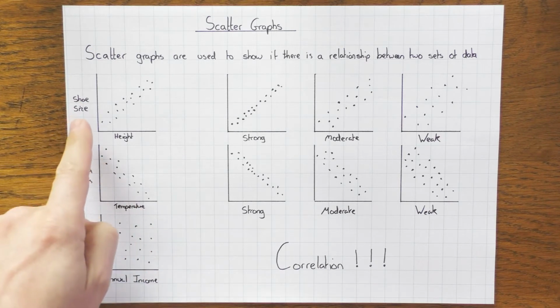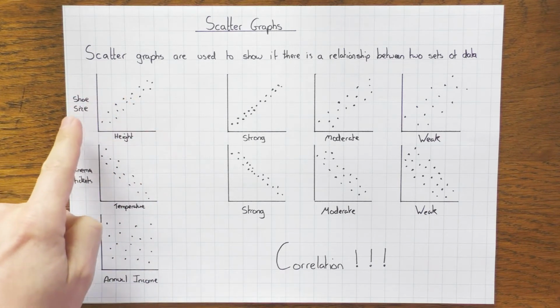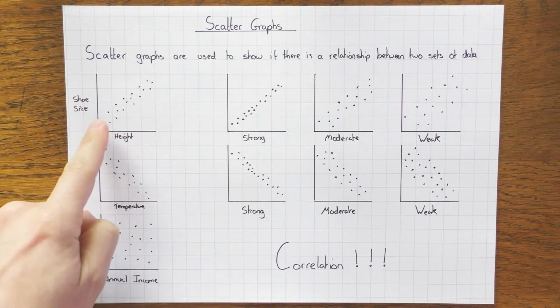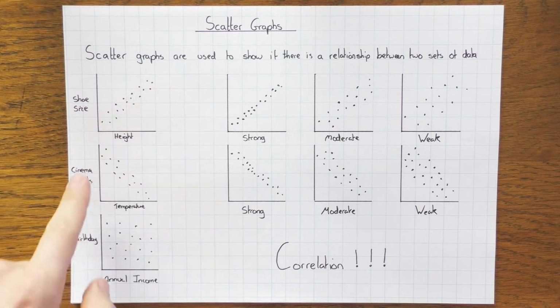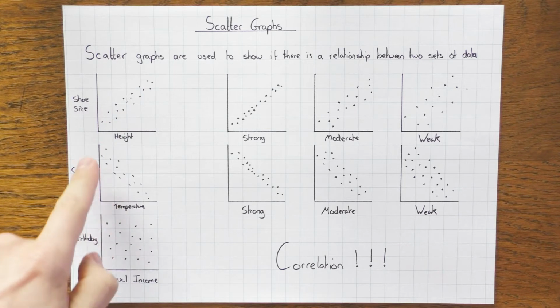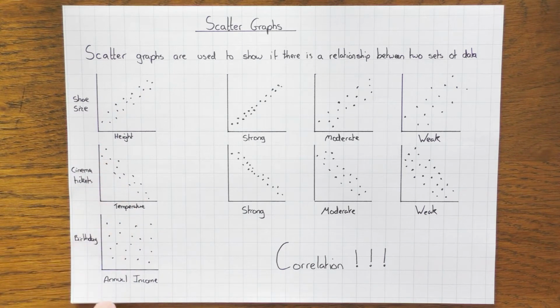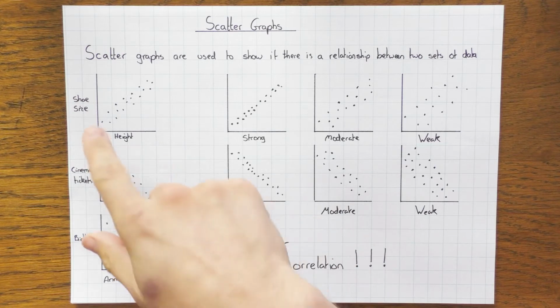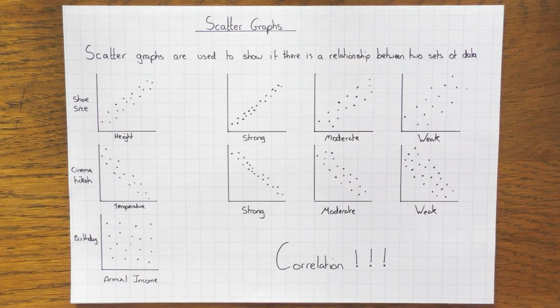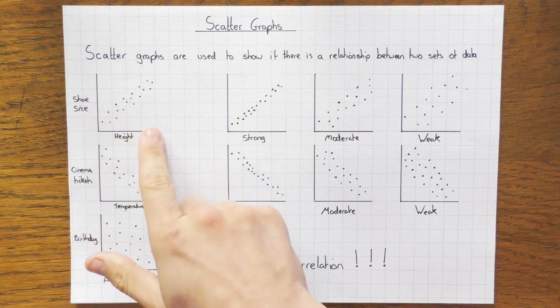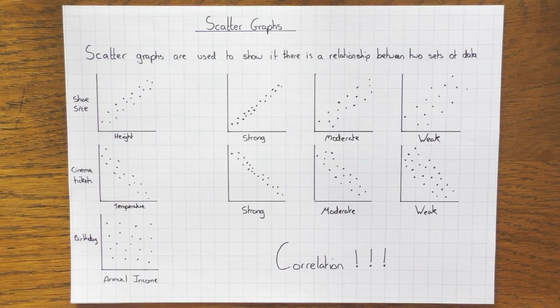So for example, I've got my first one here. I've got shoe size and height, and as you can see I've randomly plotted some points here. And I've got temperature and cinema tickets, and I've got some points here, and I've got birthday and annual income, so basically your salary. So they're like two sets of data, and then you can compare them or plot the results to see if there is a relationship. So if we go back to our examples here, we can have a look and see if there is.